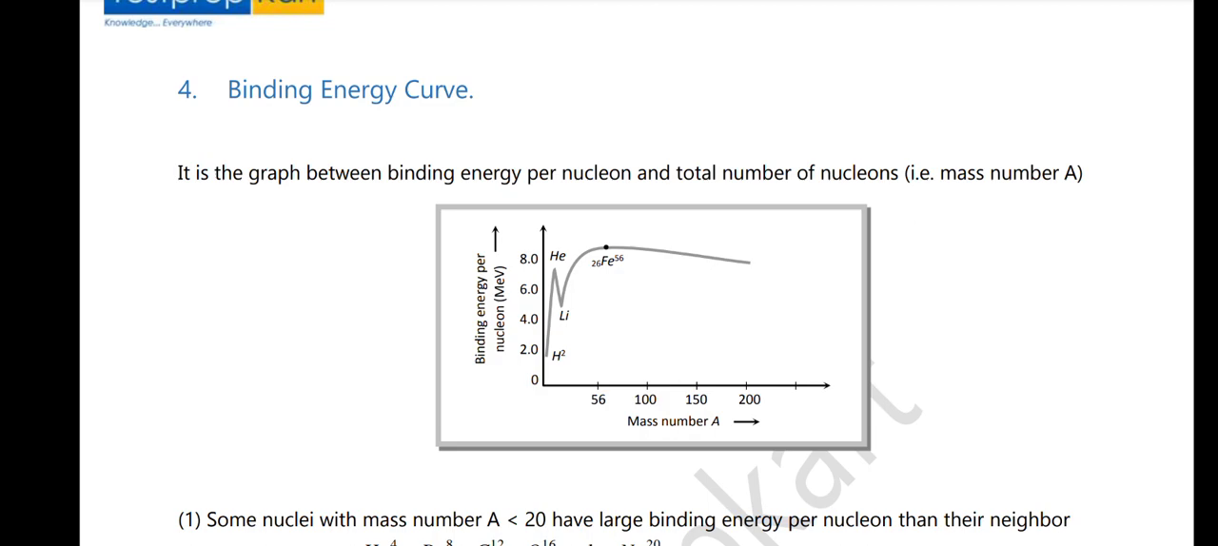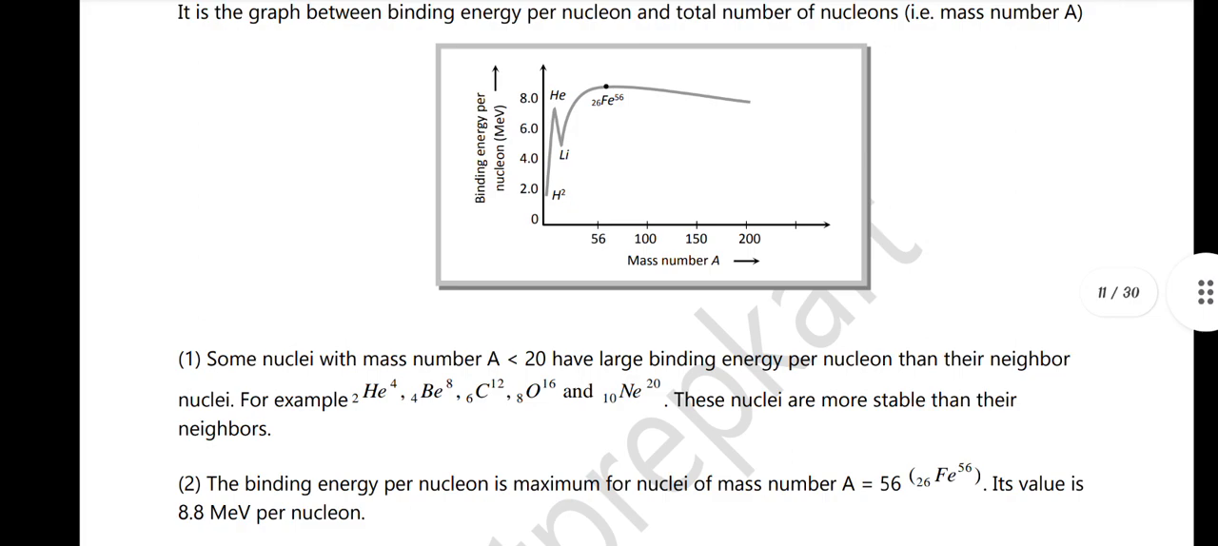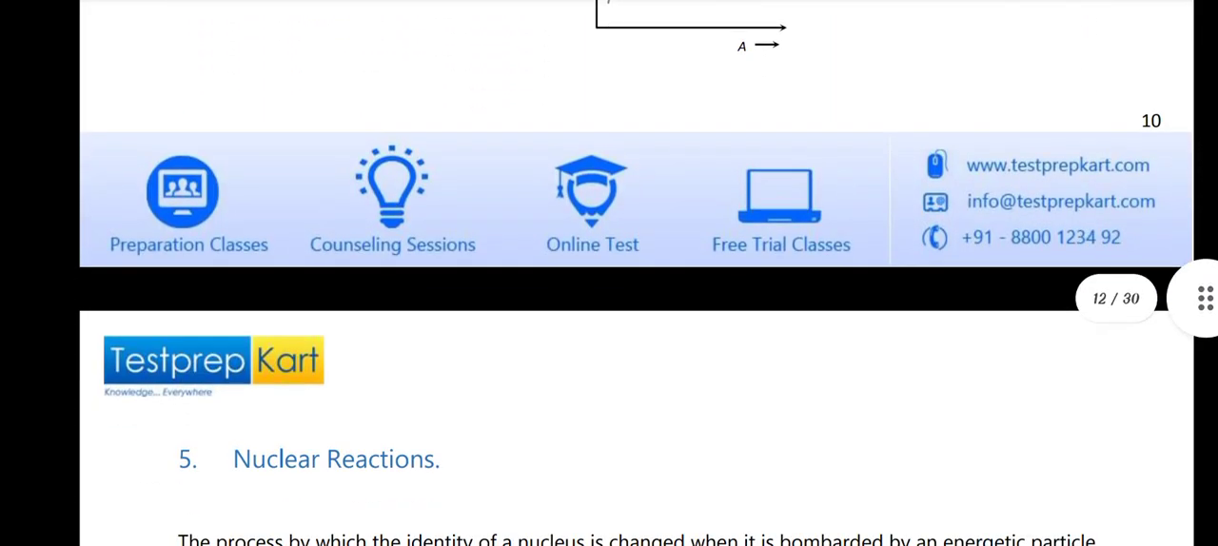On the y-axis it has binding energy per nucleon, and on the x-axis it has mass number A. Then the curve moves on. Some nuclei with mass number A lesser than 20 have large binding energy per nucleon compared to their neighbours. So it is not an important thing, I think.